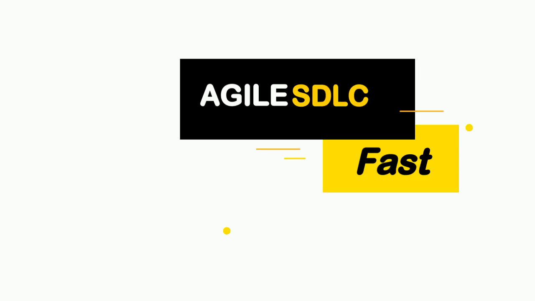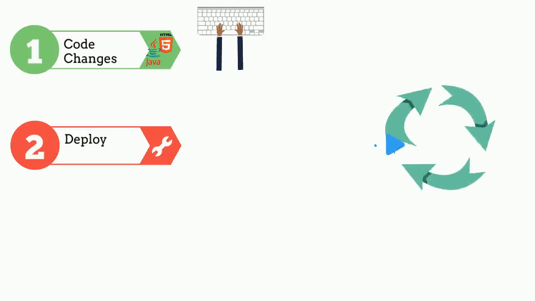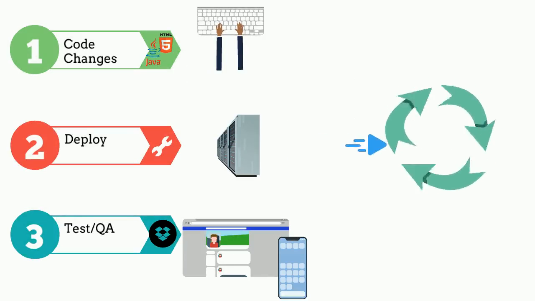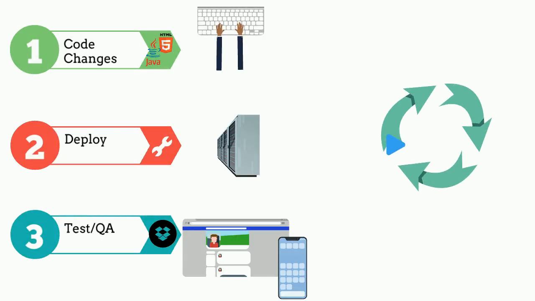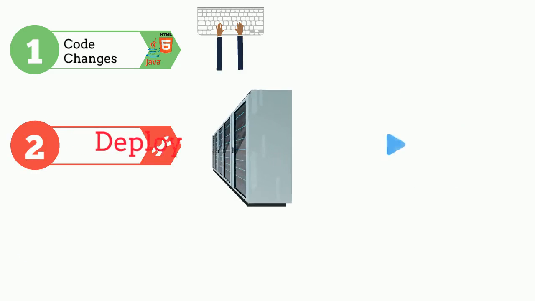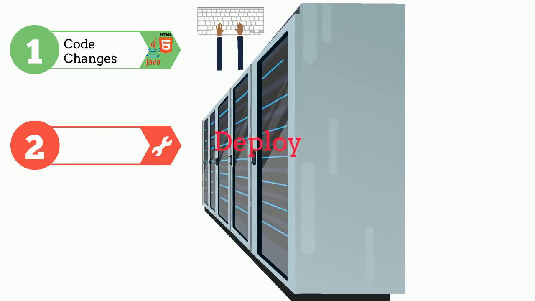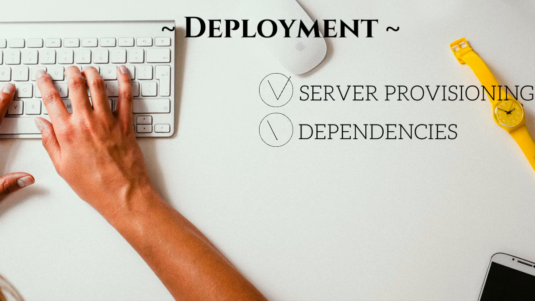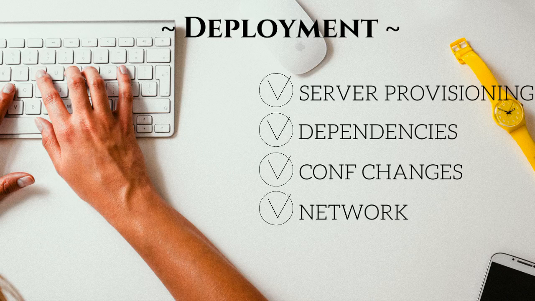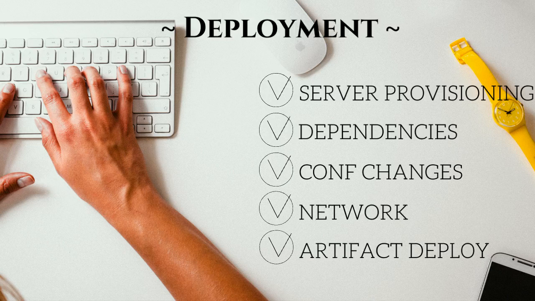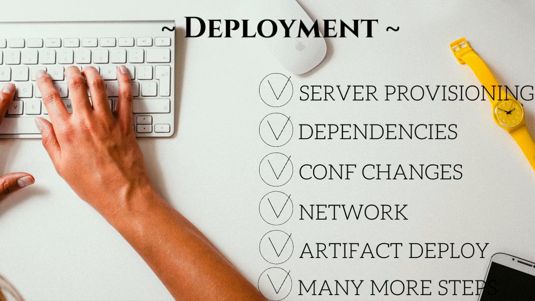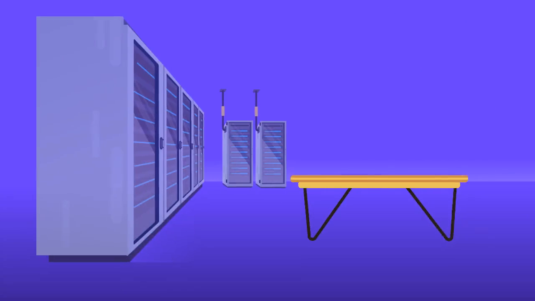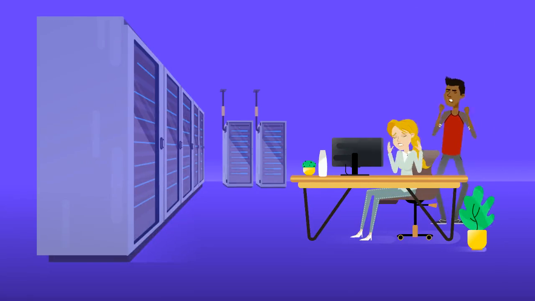We have to understand that in agile development there will be regular code changes which need to be deployed on servers for further testing. Deployment is not just about shipping the software to the servers. It's more than that. A deployment could also mean server provisioning, installing dependencies on servers, configuration changes, network or firewall rule changes, and then deploying the artifact to the server. And there could be many more things. Ops team will be flooded with such requests as the CI process will generate builds faster and regularly.